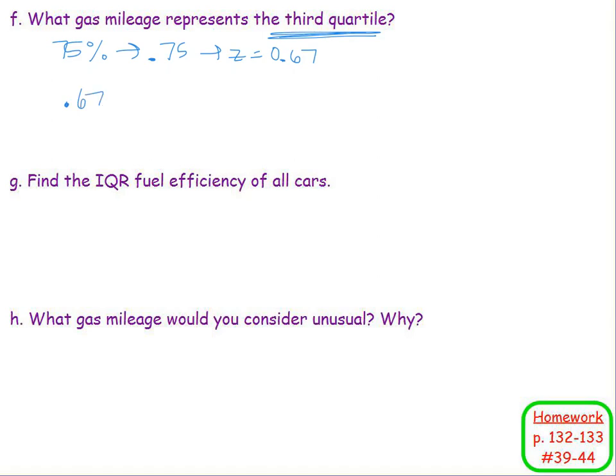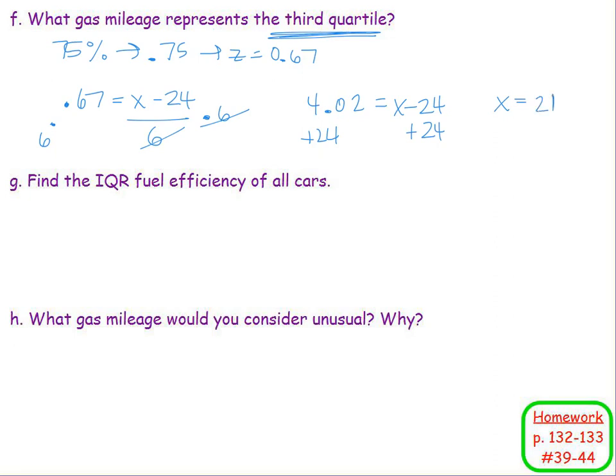So 0.67 equals, we don't know x, minus 24 divided by 6. Multiply both sides by 6. 6 times 0.67 is 4.02 equals x minus 24. Add 24 to both sides. And I get a third quartile of 28.02 miles per gallon. So here's how this ties in with the next question.